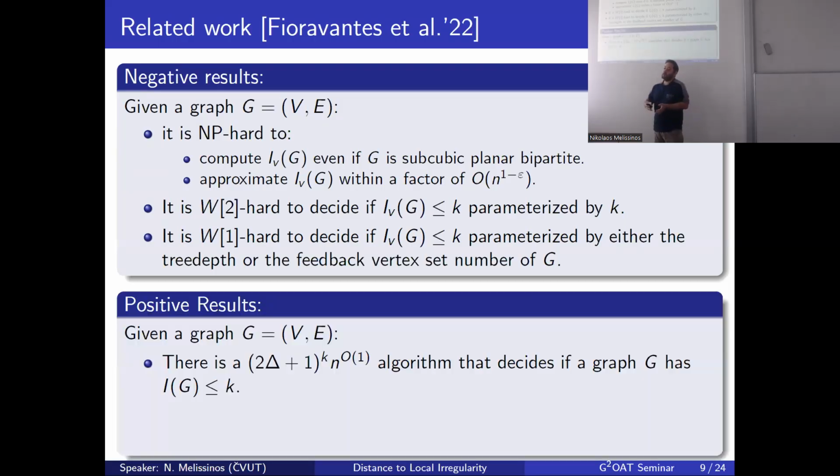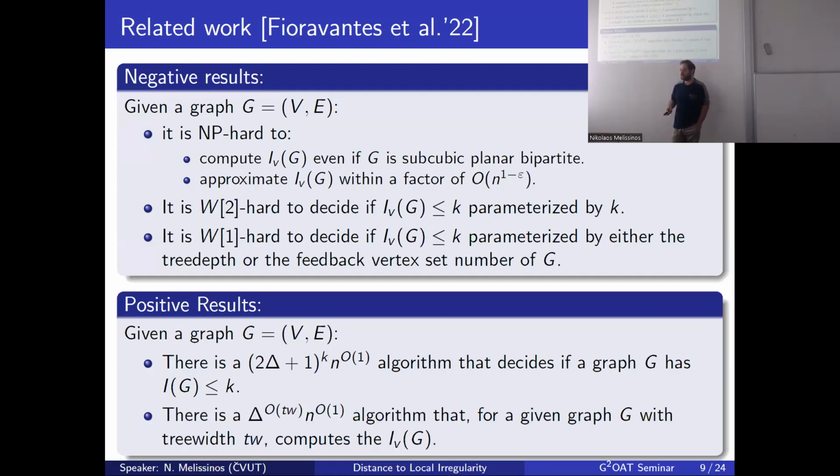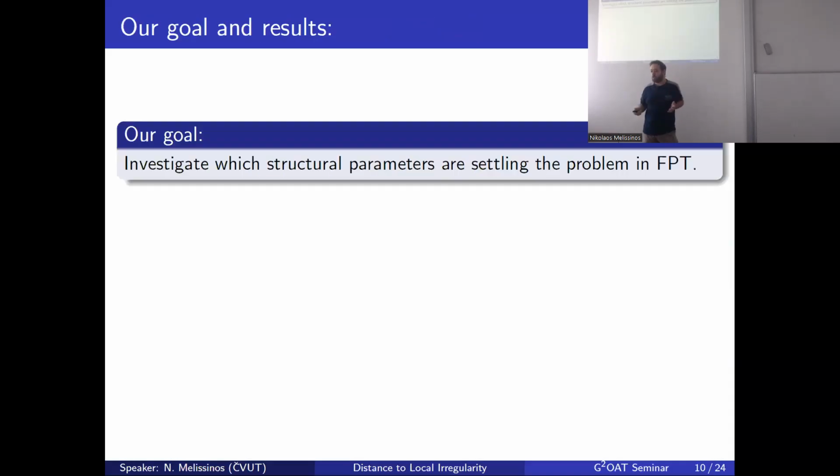The positive known results are that there exists an FPT algorithm parameterized by maximum degree plus the size of the solution. And there is another FPT algorithm parameterized by the maximum degree plus the treewidth. So our goal when we started this work was to try to figure out what exactly happens with other parameters, and we would like to find some parameters that settle the problem in FPT without the maximum degree.